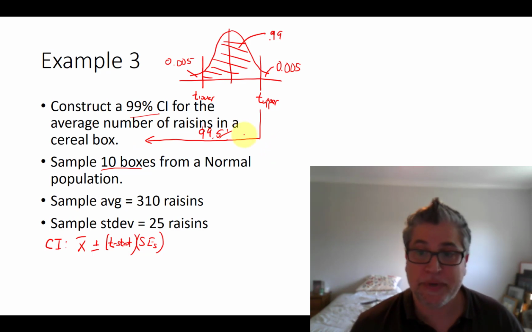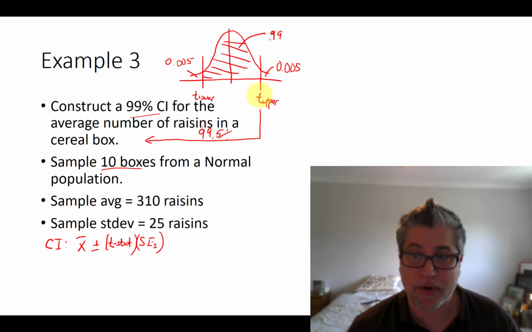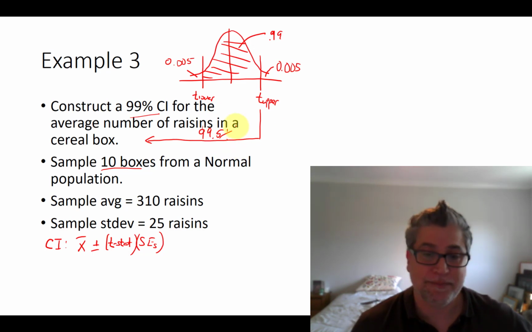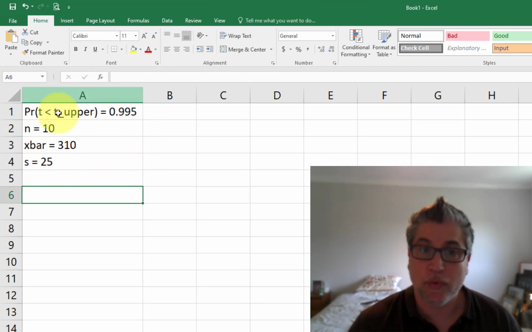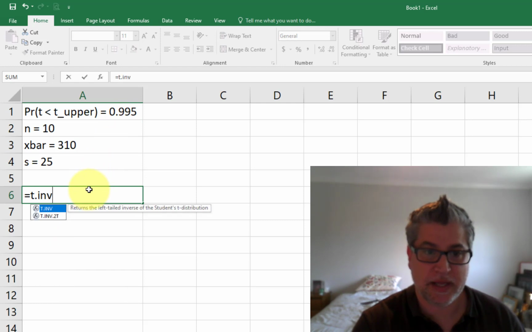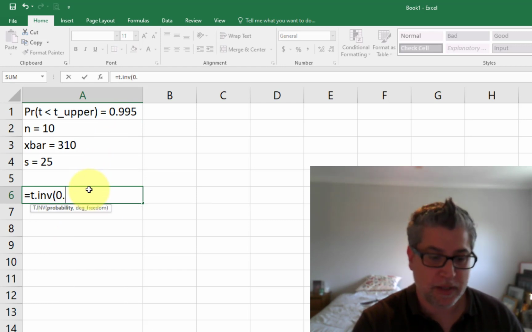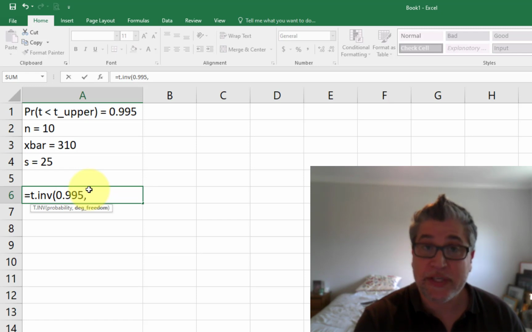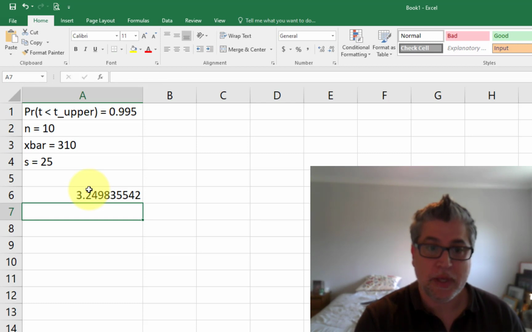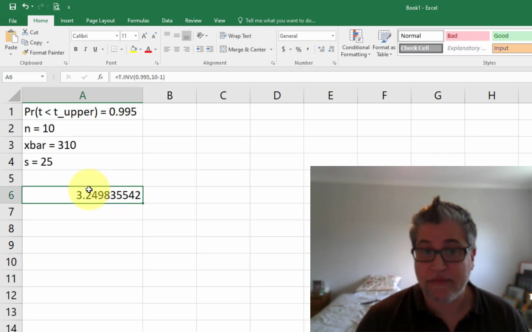So we can just pull up Excel and have it calculate the t upper that gives us this probability, an inverse calculation. We'll switch over right now. So here's Excel, and we've just repeated our data for that problem. And we want Excel to tell us what is t upper that gives us this probability. So T.INV, we give it the probability, it's 0.995, and then the degrees of freedom is n minus 1, so 10 minus 1, or 9. We hit enter and we get 3.25. So that's our t multiple.